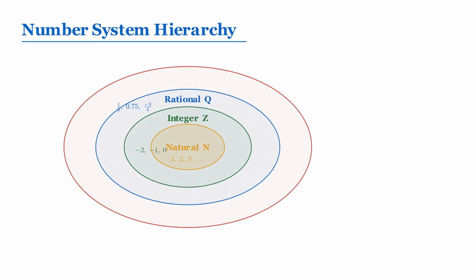Finally, the outermost set is the real numbers, represented by R. Beyond the rationals live the irrational numbers, such as root 2, root 3, and pi. They cannot be written as fractions. Together, rationals and irrationals fill the entire real number line.